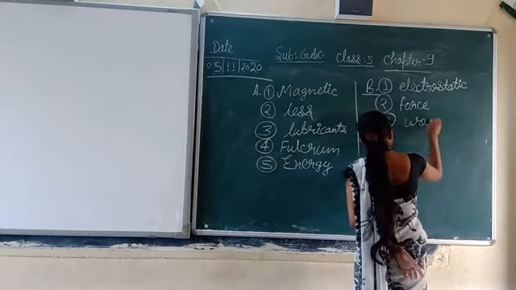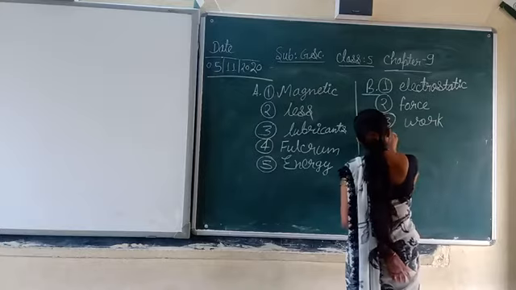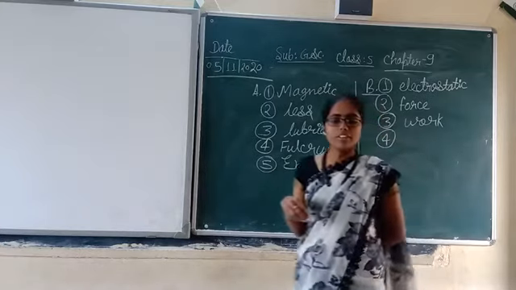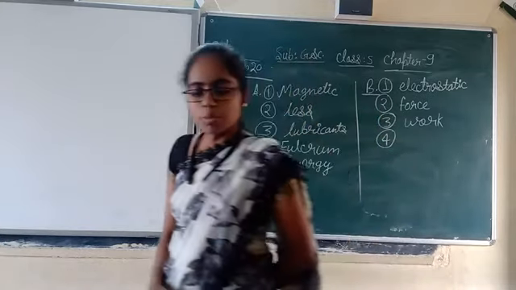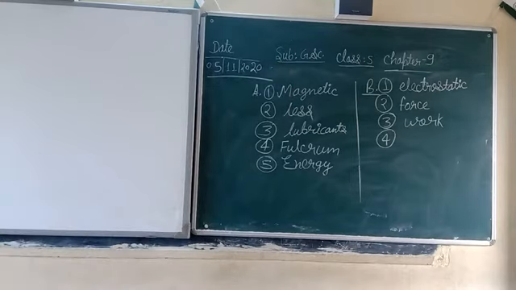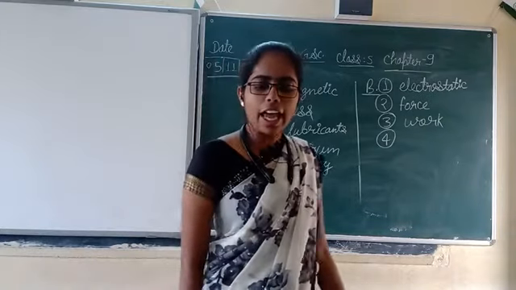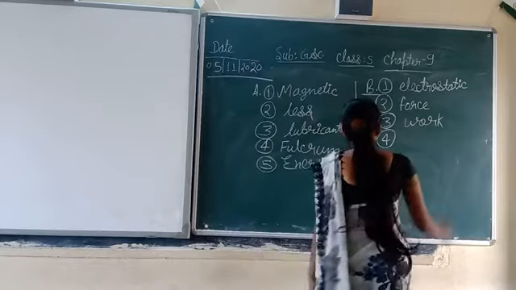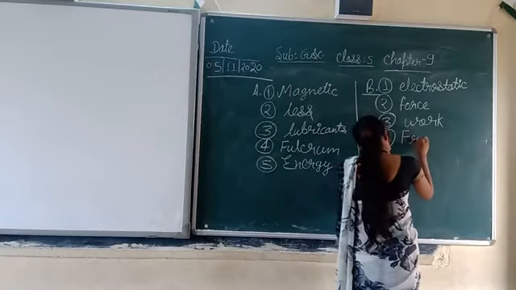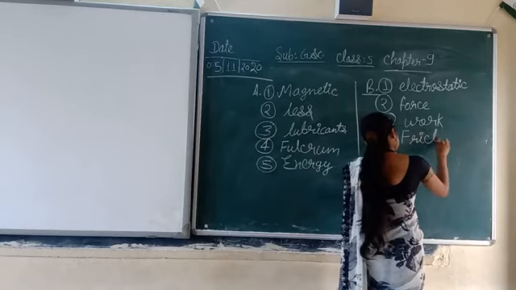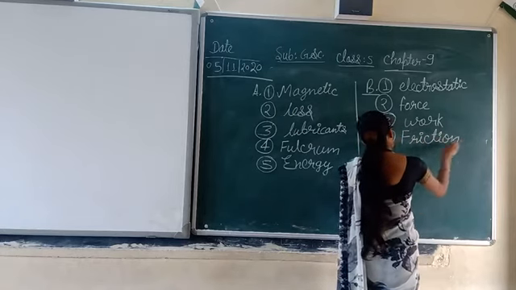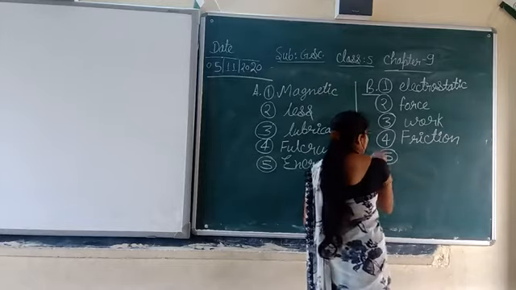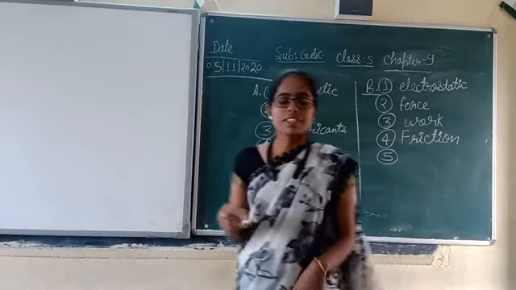Work is said to be done when a force moves an object in the desired direction. Now, question number 4. Dash makes machines less efficient. Friction. Friction makes the machines less efficient.